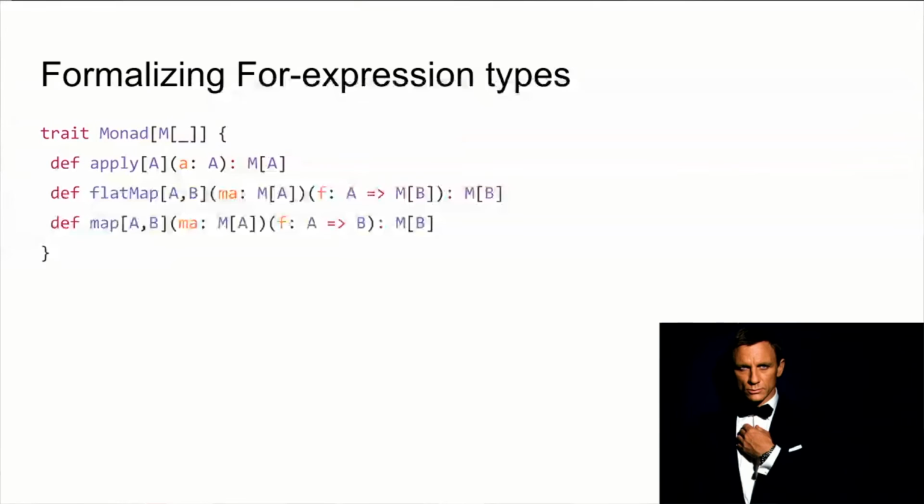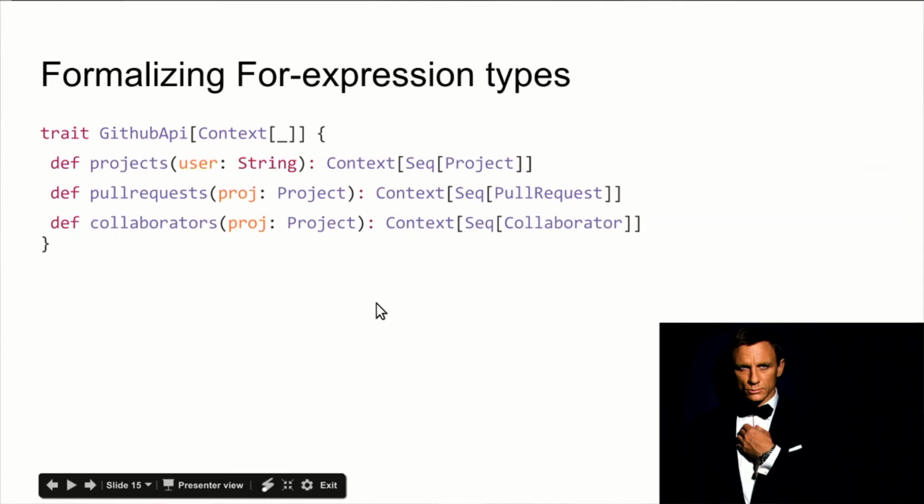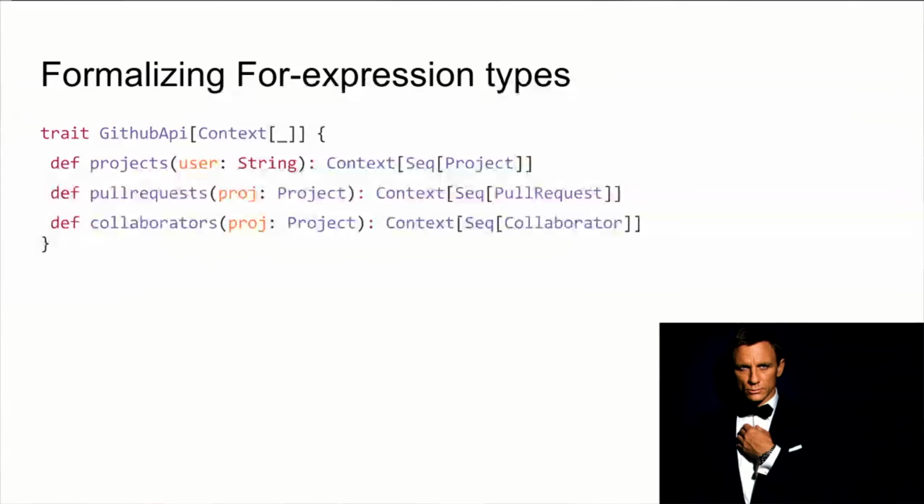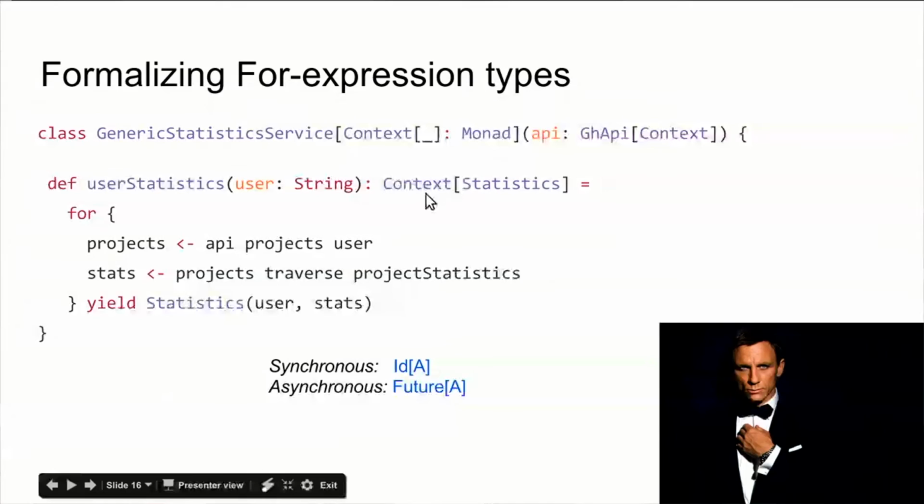Okay, and here's an example, just pulled out of the air, of some GitHub API call that we're doing. And in this case, we're using a particular context for a sequence of projects. Now, why are we doing this with Context of underscore? Well, if we have a monad for Context of underscore, we can actually swap in what we want to use here.